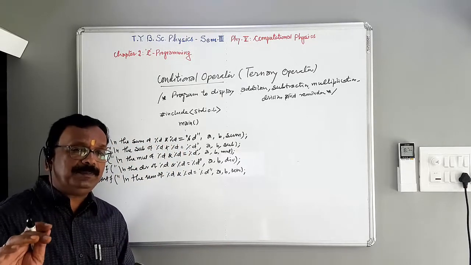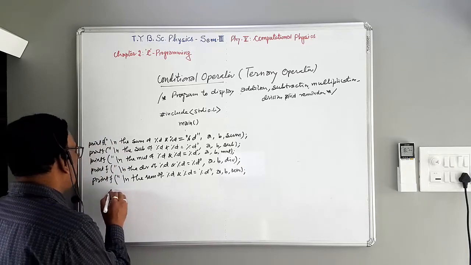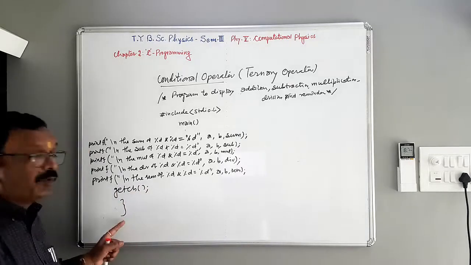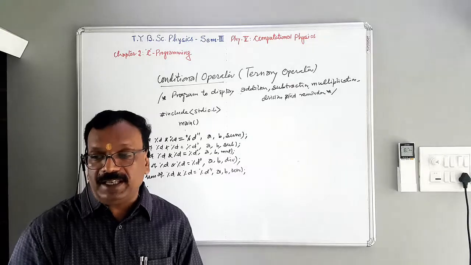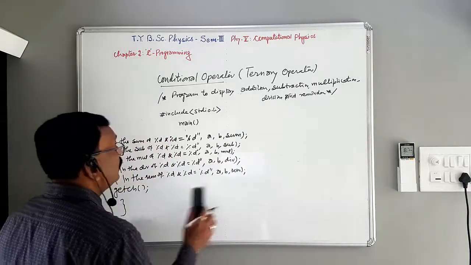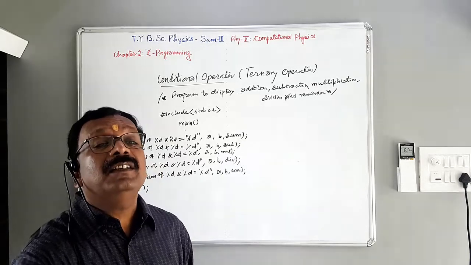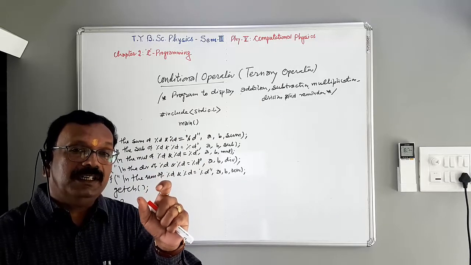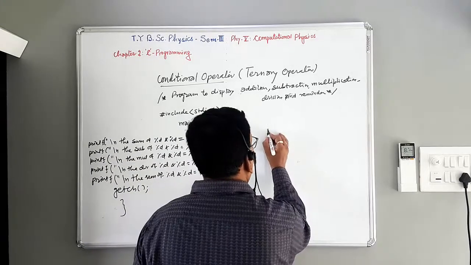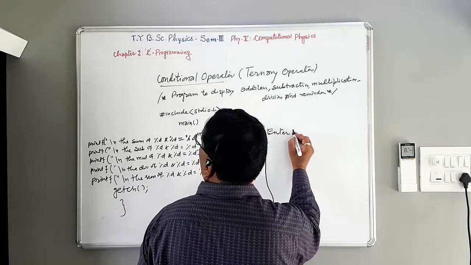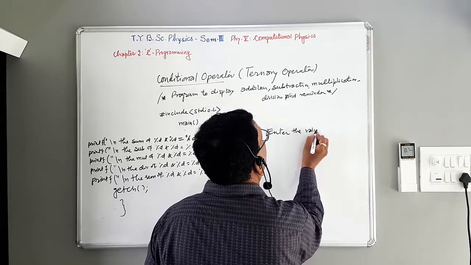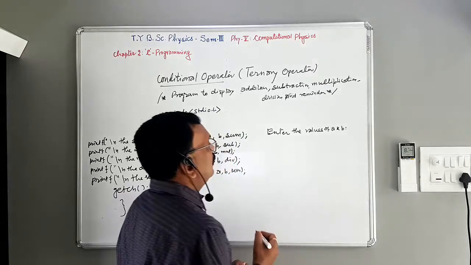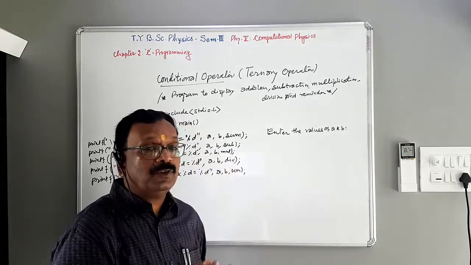These 5 statements represent these 5 operations on the screen, and this result should remain on the screen until we press any key, the enter key, and therefore for that purpose we use getch. Here the program is completed. When this program is executed, what will be the output, or what will be the message on the screen? When this program is executed, the first line on the screen is: enter the values of A and B. This is the first line after the execution of the program.